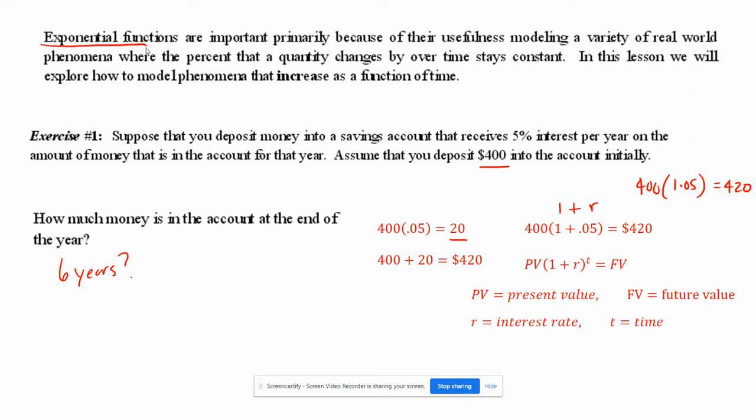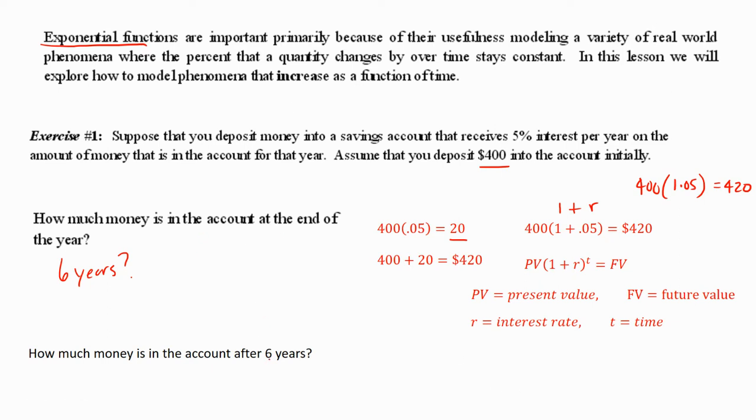R is the interest rate, or the rate at which something is increasing, and T is time, depending on if it's years or hours or whatever. So let's look at another question. How much money is in the account after 6 years? What would we have to do? Well, we plug everything into the formula, we change the T to a 6, and now to calculate this, we should do the 1.05 to the 6th power first, because we do exponents first, and we get about 1.34. But I don't want you to round this yet, because now we need to multiply by 400 and then round the answer to about 536.